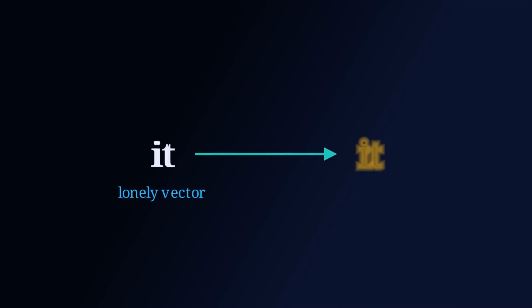Think about what just happened. The word it started as a lonely vector that did not know what it referred to. It leaves this process carrying a large dose of the referent noun's meaning mixed in. Information has flowed from one word into another. The word now understands its context.